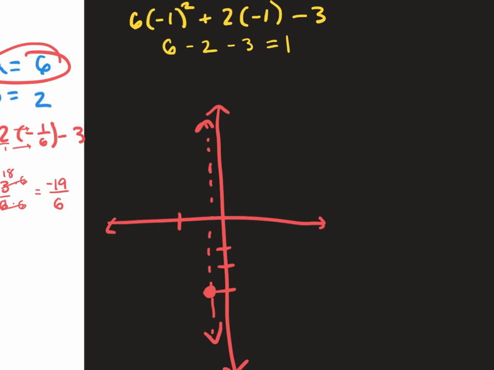So we're going to go to the left 1 and down 1. If we have a point on the left side, we need the same thing on the right side. Here we are like 5, 6 spaces away, so we just need that same distance on the other side. And then once we have our 3 points, we connect our dots.